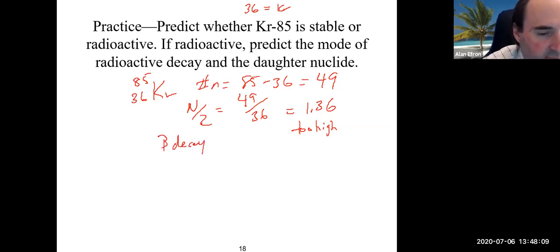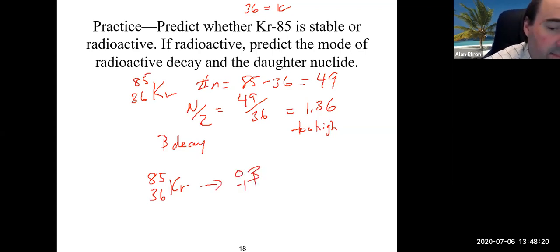That means if we were to write the reaction, it would be krypton 85, 36, going through beta decay, where you could use the beta symbol or the e symbol if you like. Now we need to balance out our atomic numbers. I have 36 on the left, and because this is -1, I need to go one more, which takes me to 37. That looks like Rb perhaps. And in terms of our mass number, we would end up with 85.